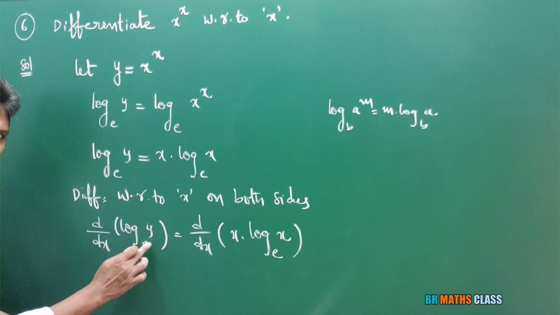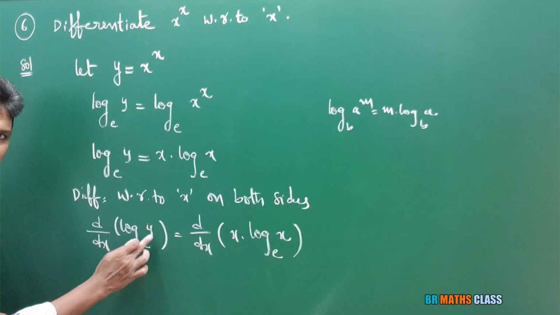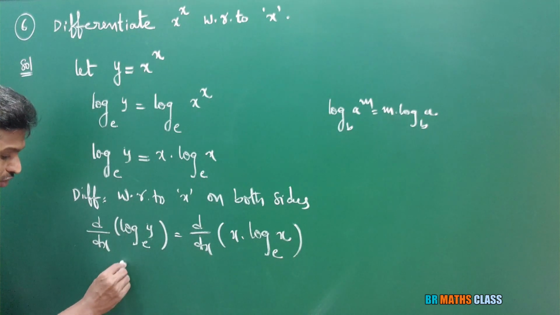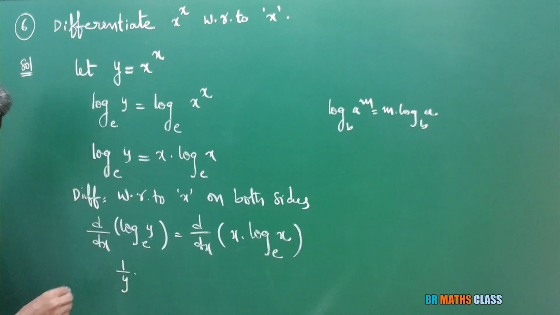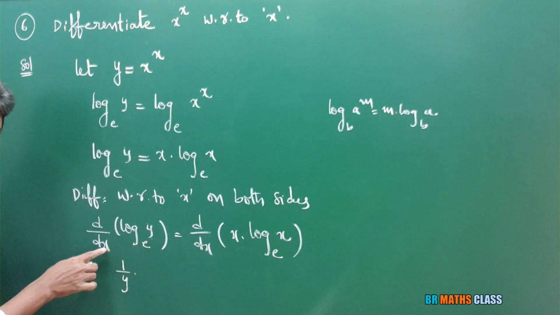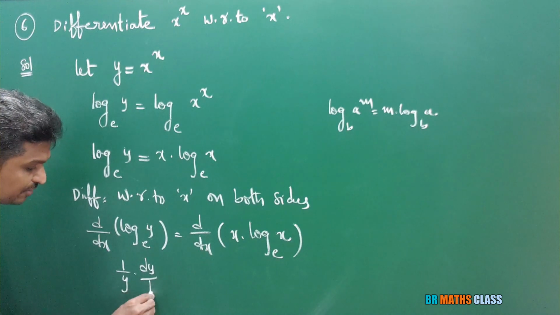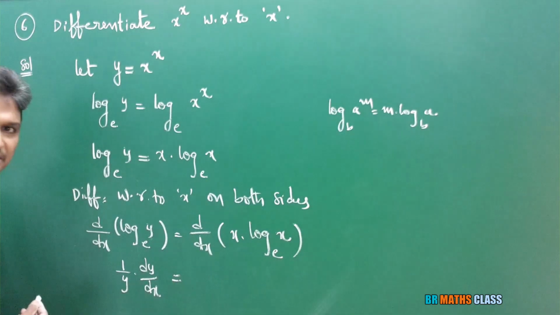This function is in terms of y, and we are differentiating with respect to x. So you imagine this y as x; it looks like log x. Derivative of log x is 1 by x. So derivative of log y is 1 by y into dy by dx, as this function is in terms of y and we are differentiating with respect to x, and these two are different. This we learned in previous classes also.